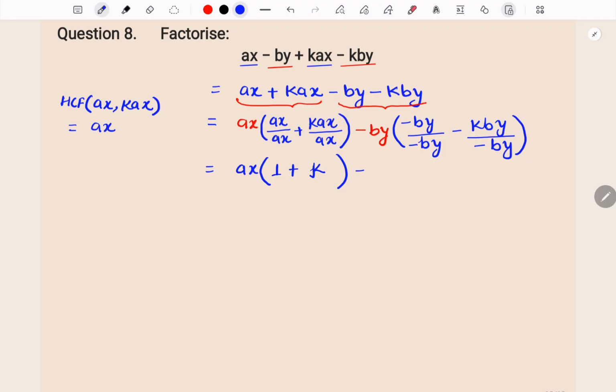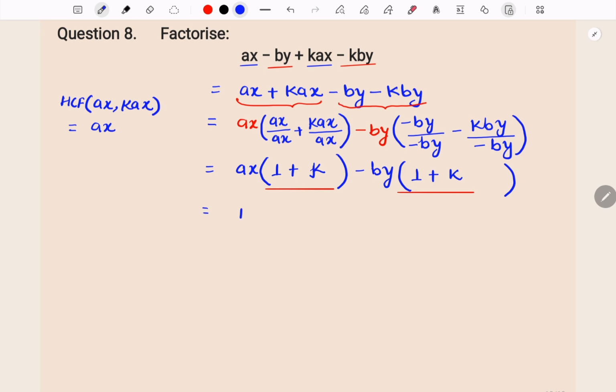And what about here? Here we have negative by, and inside the bracket negative by over negative by is simply 1, and here negative kby over negative by. So if you divide negative sign with another negative sign, the result will be positive, and by times by is simply 1, so I will be left with k. Okay, so now look carefully here. Here I have 1 plus k, and here I also have 1 plus k. So I think you have guessed it correctly.